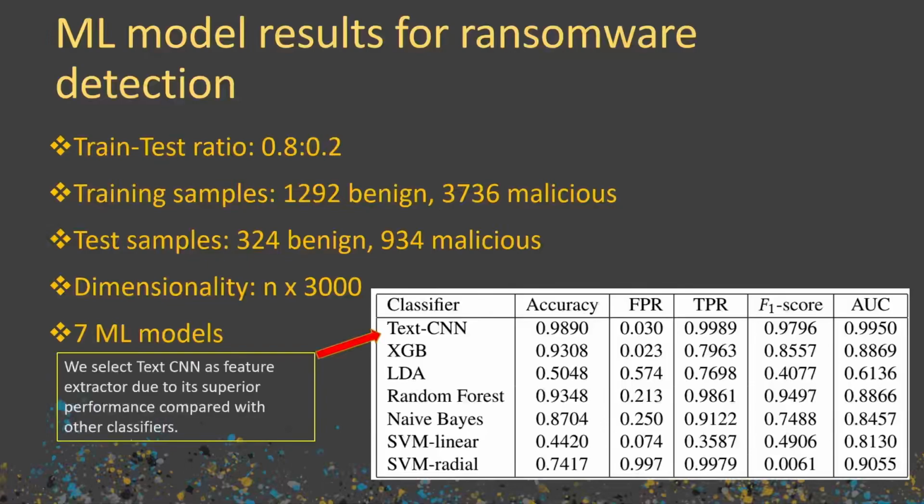And when we look at the results, one thing we thought about is, why don't we also use text CNN as a feature extractor and then retrain the rest of the classifiers in that feature space? And can we observe a performance boost? And what do we mean by that?